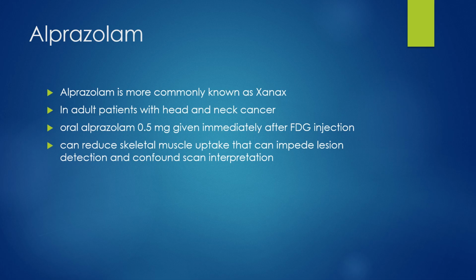Xanax is another adjunctive medication that's commonly used, and this is only used in patients with head and neck cancer. It will actually reduce the skeletal muscle uptake in the neck area that can impede lesion detection and confound the scan interpretation. When it's used, it's just 0.5 milligrams given immediately after the FDG injection. That uptakes about the same rate as the FDG by the time they get scanned. It will prevent that additional skeletal muscle uptake in that area.